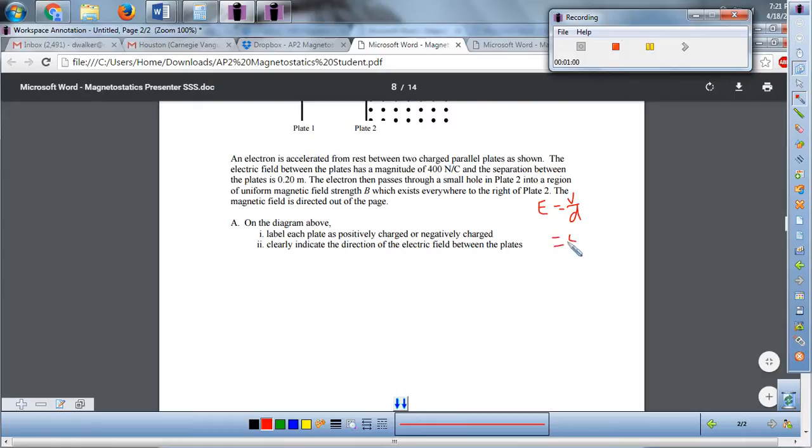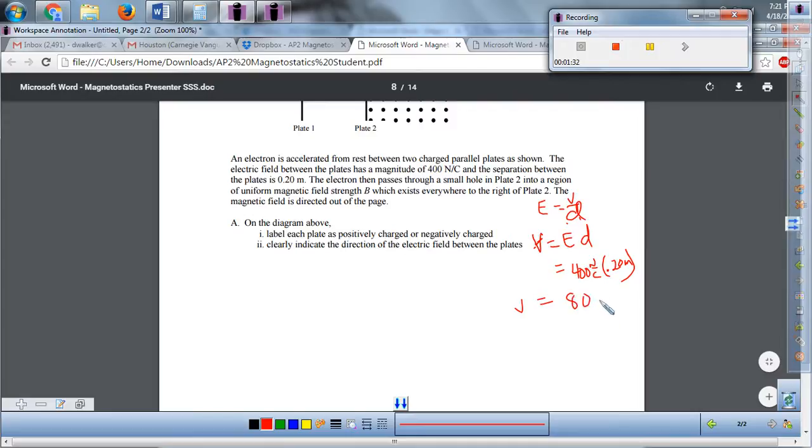So that's going to be 400 newtons per coulomb is equal to... man, that's a mess. Let's see, we can do some better things there. My apologies. All right. There we go. So if I'm looking for the voltage, it's going to be E times D. So it's going to be 400 newtons per coulomb times 0.20 meters, which, if I know how to multiply, V is going to be 80 volts, or 80 joules per coulomb, same thing.